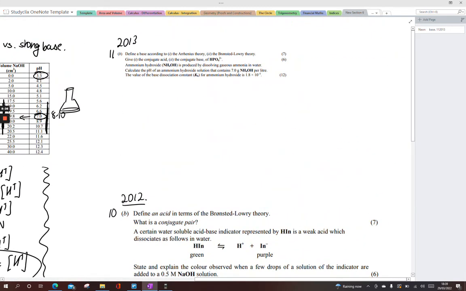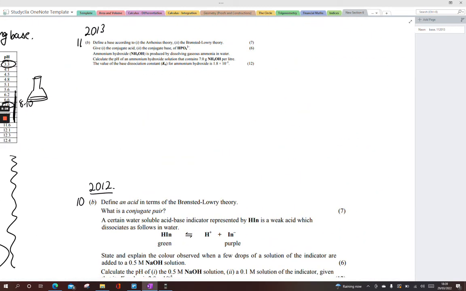Another one here, 2013, question 11. Define a base according to the Arrhenius theory. So a substance that dissociates in water forming hydroxide ions. And a Bronsted-Lowry base is a proton acceptor. So again, your bread and butter. Give the conjugate acid of HPO4 2-.